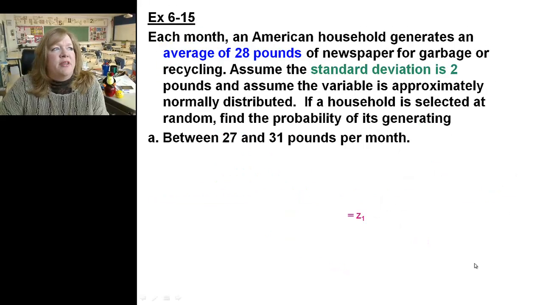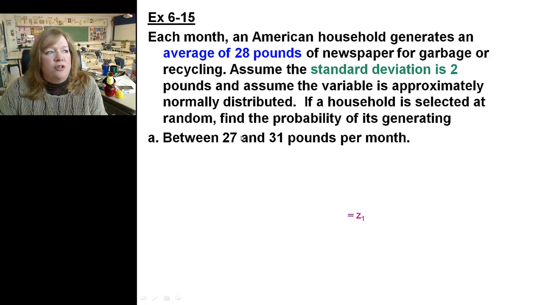Let's take a look at another one. Each month, an American household generates an average of 28 pounds of newspaper for garbage or recycling. Assume that the standard deviation is 2 pounds and assume the variable is approximately normally distributed. If a household is selected at random, find the probability of its generating between 27 and 31 pounds per month. What was the average? 28. 27 is to the left of that, 31 is to the right of that.